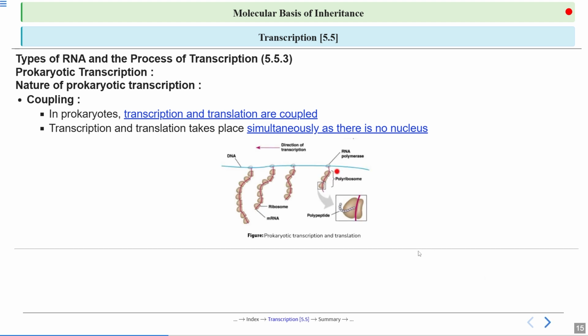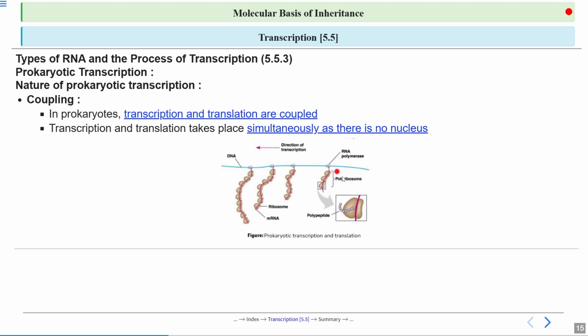So here we can see, what is this? This is a DNA template. This is the direction of transcription. This is the RNA polymerase. So what is RNA polymerase doing? RNA polymerase is polymerizing RNA based on the DNA template. Here you can see this red part is the RNA, and what is this?